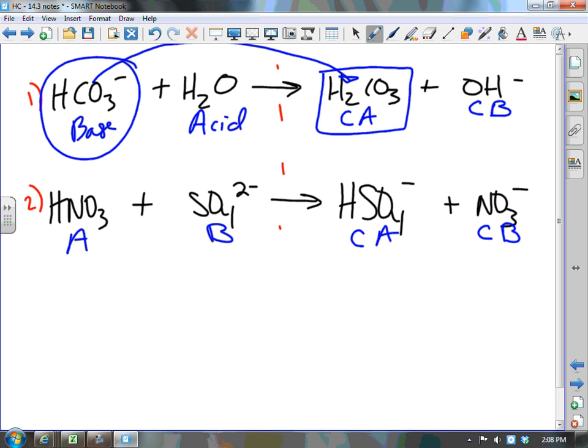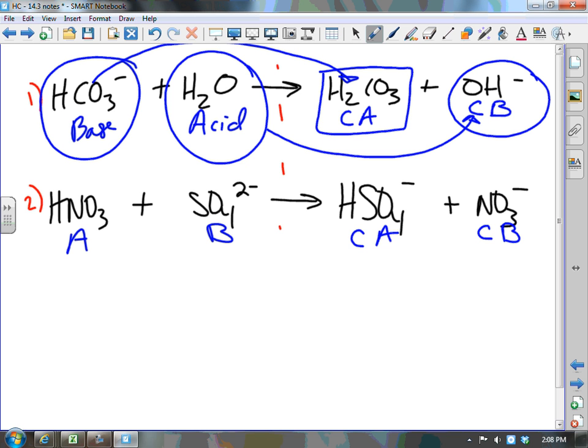Water, even though we think of it as neutral, if we see what happens to it, water lost a hydrogen. It lost a proton. It was a proton donor, a hydrogen donor. Therefore, by definition, it is an acid. Its leftover piece is clearly a base. We know that from hydroxide ions.